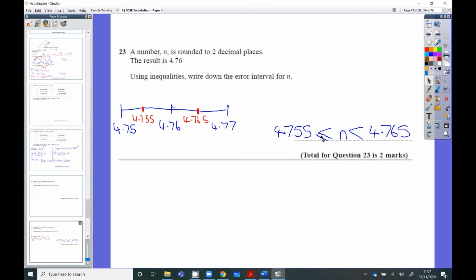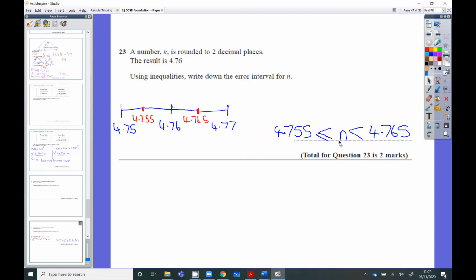Now what about the inequality sign? If it's exactly 4.755, we round upwards. So 4.755 is the value we want, because that does round up to 4.76. That's why we've included the equal sign on the inequality. However, at 4.765 exactly, that rounds up to 4.77. It doesn't round to our 4.76, so we don't want that value. That's why the second inequality sign doesn't have the equal sign.